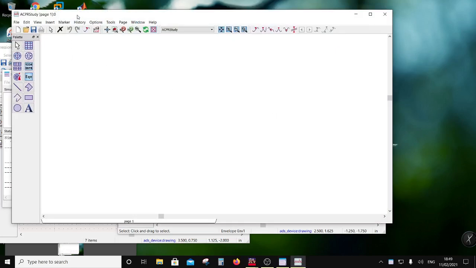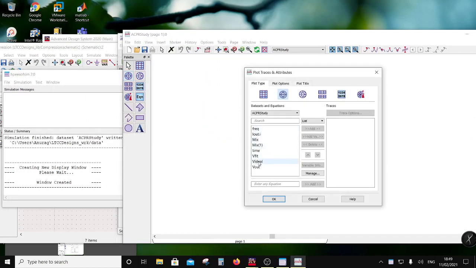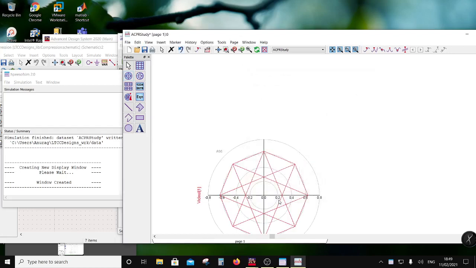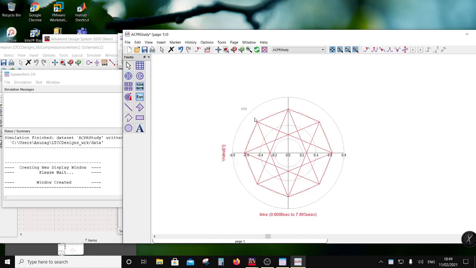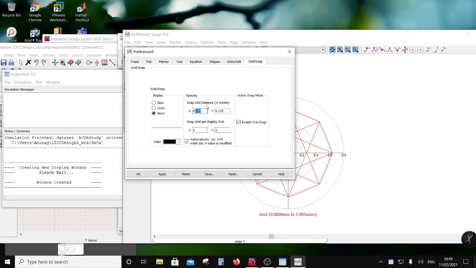Okay, so the simulation is done. Let's look at VIdeal. Let's look at the constellation, VIdeal, fundamental of that. If you remember, I told you that there are symbols. So let me first change the grid. Options, preferences, grid, and 0625, and one grid, and say apply.